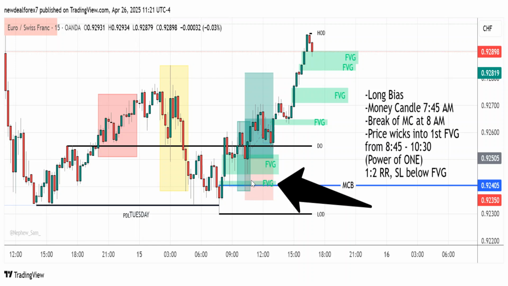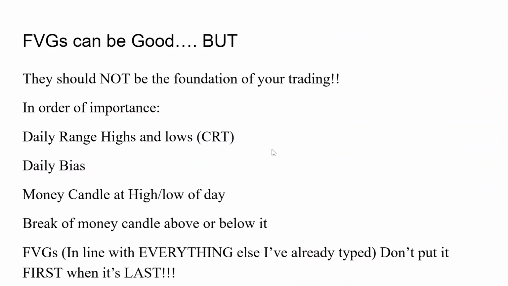But your main confirmation is the fair value gap holding. Okay, so fair value gaps can be good, but they should not be the foundation of your trading. For our trading system, these are the concepts that we employ in order of importance, and it's just the decision flow. Your daily range, your candle range, candle range theory, your daily bias, the money candle, the break of the money candle, then the fair value gap.